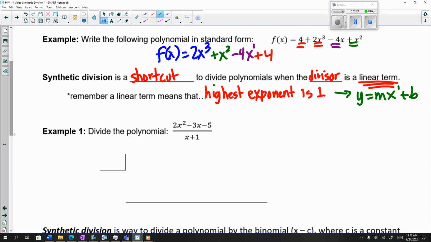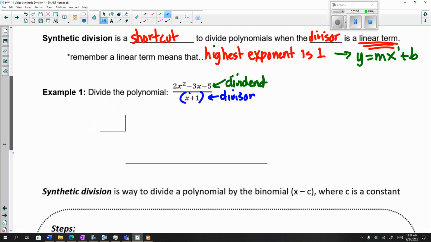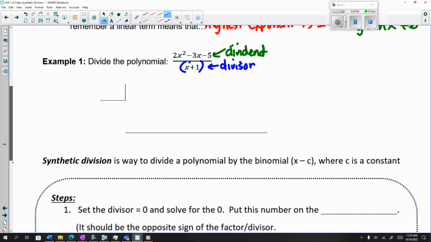So here we have a dividend of 2x squared minus 3x minus 5. Dividend. And then we have a divisor, which is what we're dividing by. That is a linear. The divisor is x plus 1. Okay, so notice that is x to the first, so it will work out. So yes, we can do tabular division, but we can also do synthetic. So what are we going to do? What are the steps going to be?